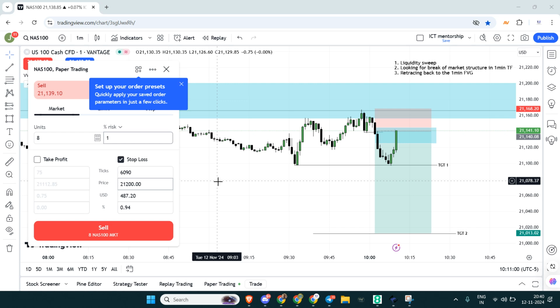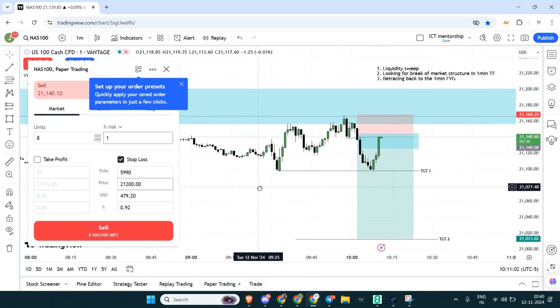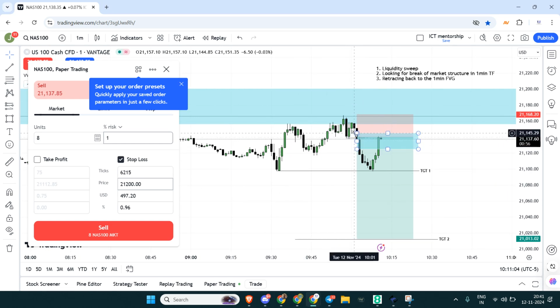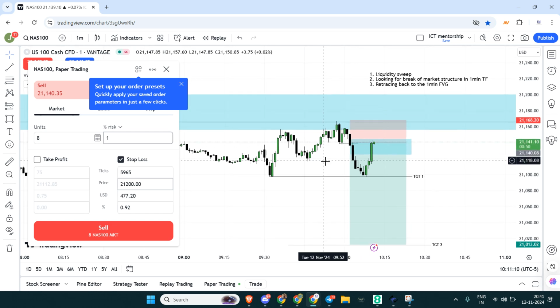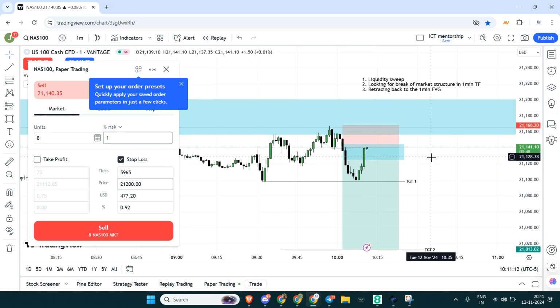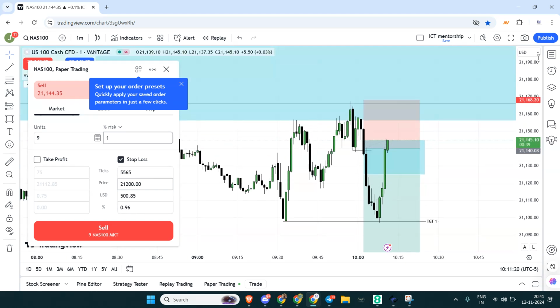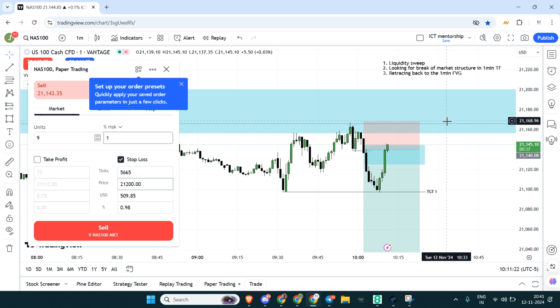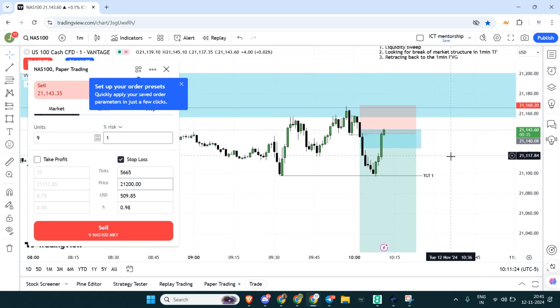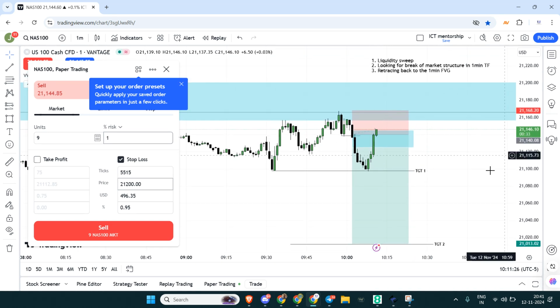So price is already there in our FVG area. As you can see, there are two FVGs. It starts from here and up to here, two consecutive FVGs, and price filled all these liquidities. You can see price is already in this FVG, the second one. Maybe price will go up and sweep this liquidity again. We cannot say that, but let's see.